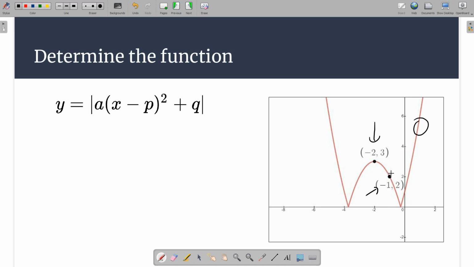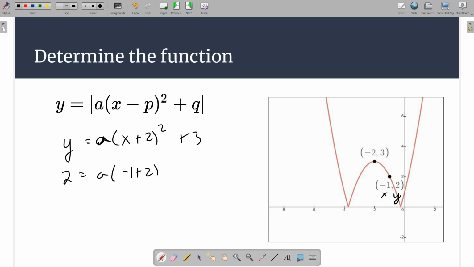If it was up here somewhere, I'd have to reflect it back down to where it was before in order to do the algebra part. But because this is on the same section, the same piecewise function part, if you can think about it like that, it's going to feel very normal to begin with. So I'm going to say y = a(x + 2)^2 + 3. Then I'm going to use this point as my x and y here. So 2 = a(-1 + 2)^2 + 3, and I'm going to solve for a.